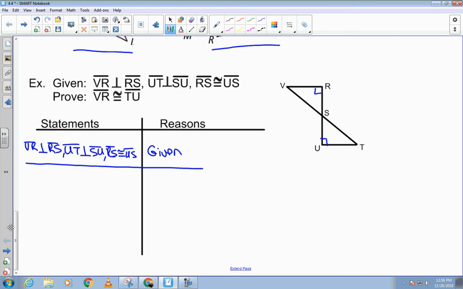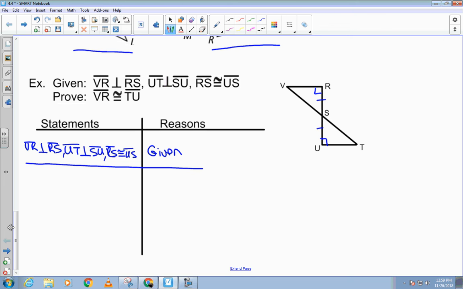Because they measure 90 degrees, you can look at it like that, but we learned this theorem that says all right angles are congruent, right? Okay, so you can bypass the 90-degree thing. It's true, but you don't have to state it, okay? Because we already have a theorem that says all right angles are congruent. Okay, so we have a pair of congruent angles there, right? And then it also tells us that RS and US are congruent, right? That's all we can get from the given.